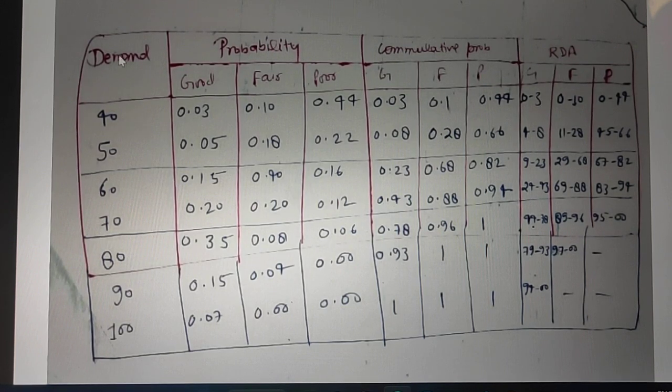Now, for a demand of 40, the probability is 0.03, so the cumulative probability for good is 0.03, and the random digit allocation will be 0 to 3. For 450 it will be 0.05, so the cumulative probability is 0.03 added to 0.05, which is 0.08. Accordingly we can find the cumulative probabilities for good, fair and poor and assign random digit ranges, so it will be 4 to 8, 9 to 23, and accordingly we can find this table. This is a simple table, and the next step is important.